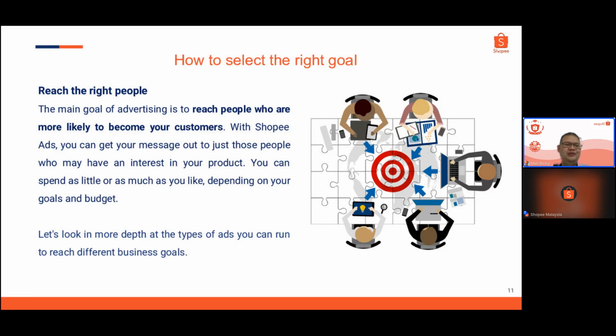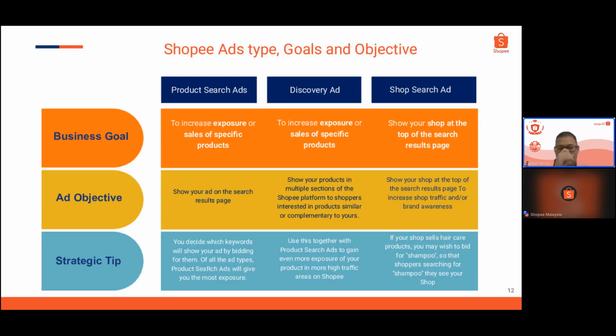So today this how to set the record is quite important. I'm talking about the goal, our goal, and then what our strategy is, and also the tips. This is a very nice part. From here you can see the Shopee ADS type, goal and objective, and then we have the business goal, ads objective, and also the strategy.